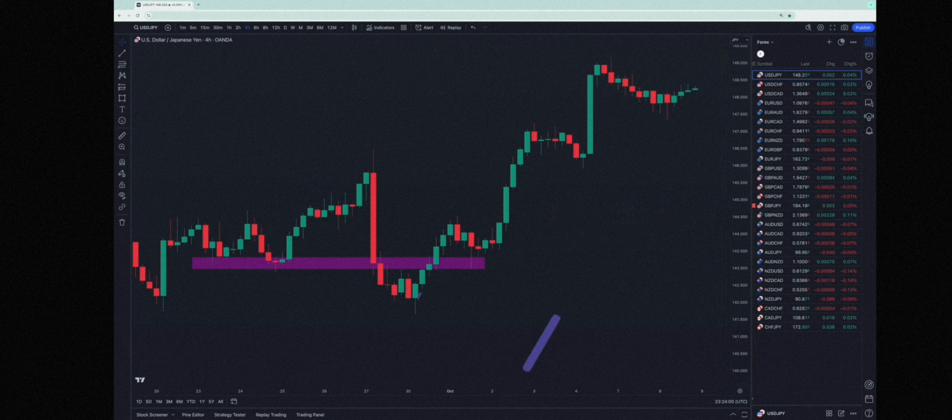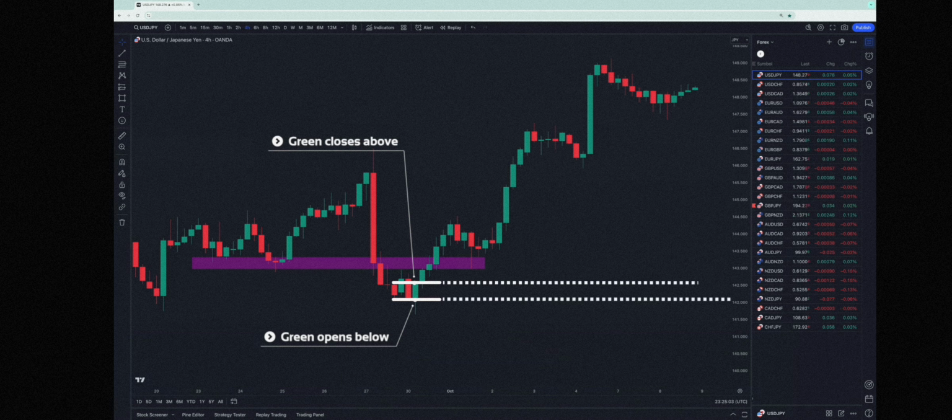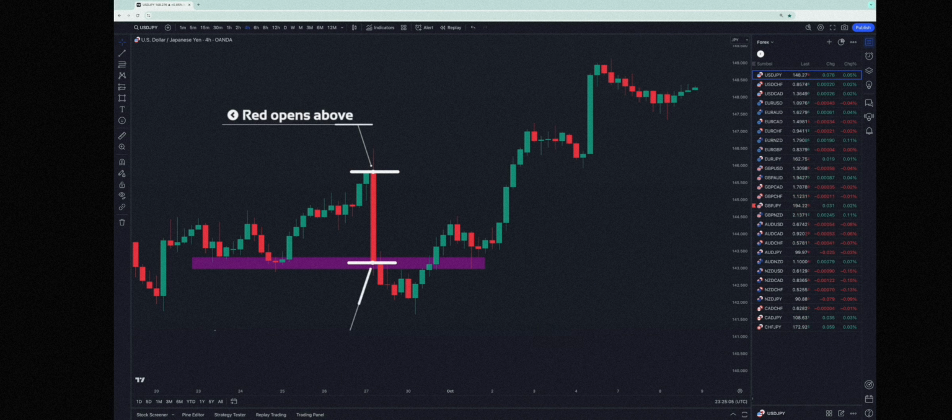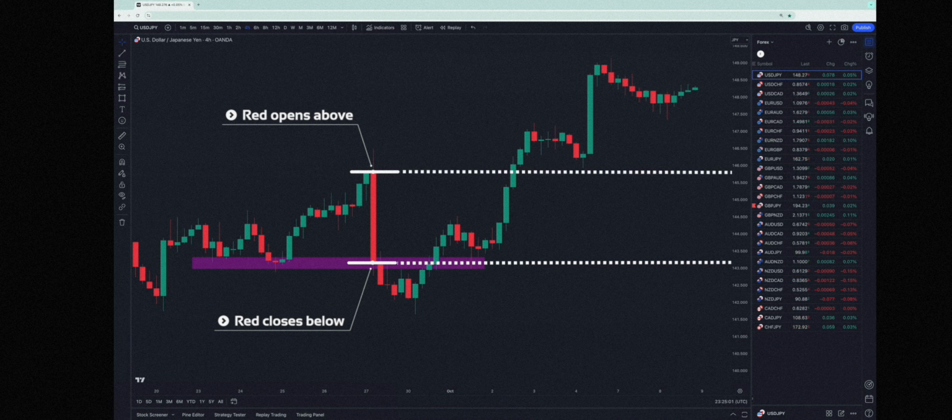So for example, this green candle here, green opens below and closes above, meaning at the start of that 4 hours of time, it opens at this price here to the right and closes at this price here to the right. For this red candle here, red opens above and closes below, meaning at the start of that 4 hours of time, it opens at this price here to the right and closes at this price here to the right.